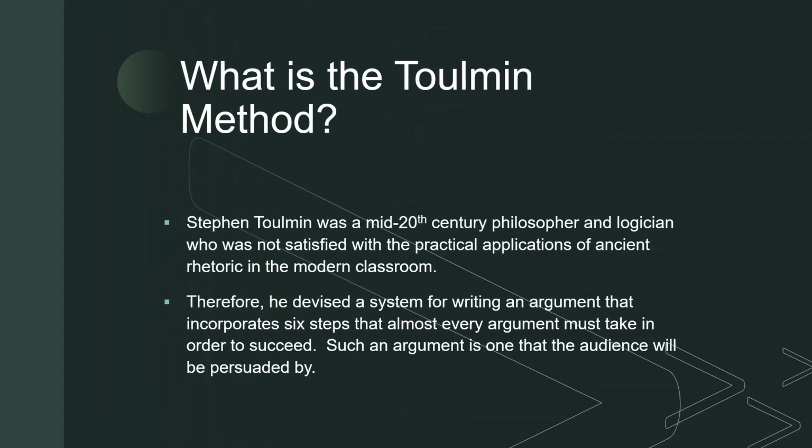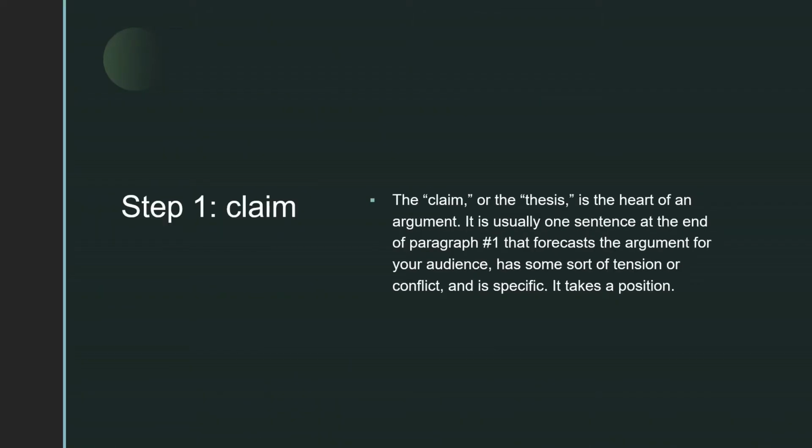Okay, step 1 of the Toulmin method is your claim. And the claim, so I'm highlighting the word claim here, is also your thesis. In a persuasive argument, though, in arguing a position, the claim is usually one sentence at the end of paragraph 1 that forecasts the argument for your audience, has some sort of tension or conflict, and is specific. It takes a position. Your evaluative paper also had a claim. We called it a thesis, but you did make an argument in your evaluation paper.